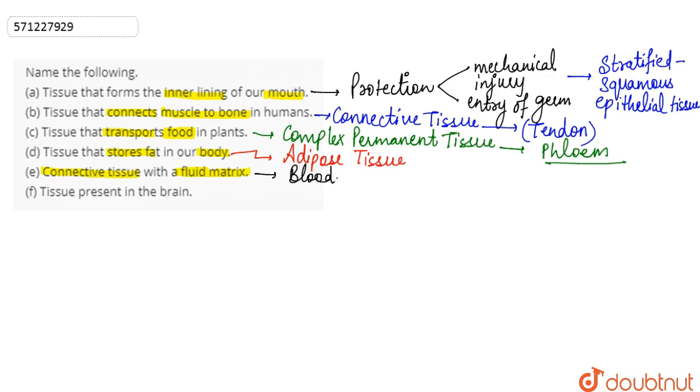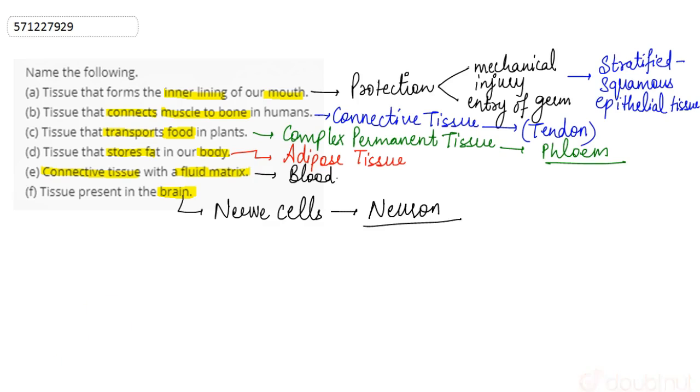And then the last part is the tissue that is present in our brain, right? So our brain is all made up of nerve cells. So we can simply say that the tissue that is present in the brain is the nerve cell or neuron, right? So these are the answers for our 6 parts that are given in this question, right?